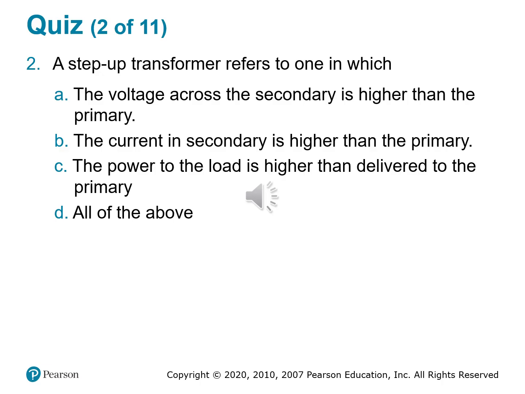And while we're waiting, I don't think I can fix that typo. The question, pause, come back. And the answer for number 2 is A. The voltage across the secondary is higher than the primary. I'll fix that typo the minute I stop this recording.